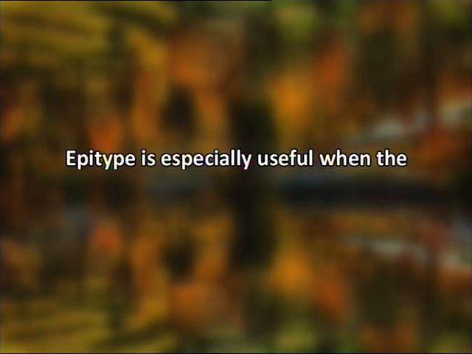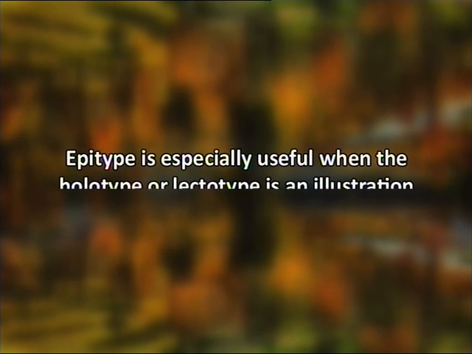It can no longer serve as a type, but Article 9.7 makes provision by designation of an epitype. An epitype is especially useful when the holotype or lectotype is an illustration from which microscopic characters cannot be seen. Besides those already discussed, some other kinds of types have also been proposed from time to time, but they are not formally recognized in the ICBN.